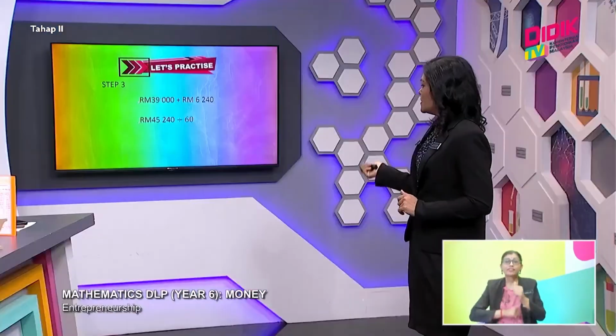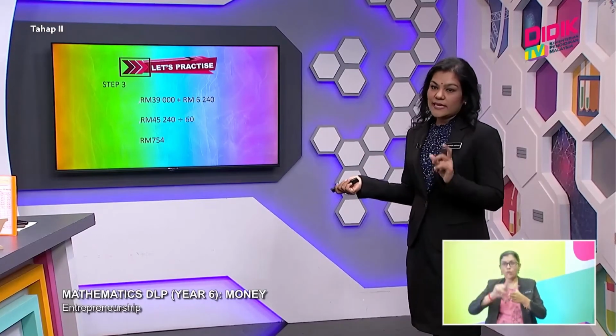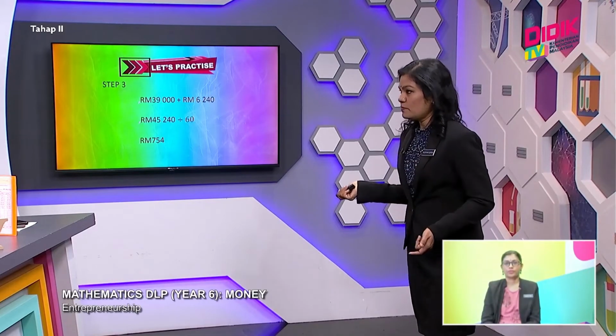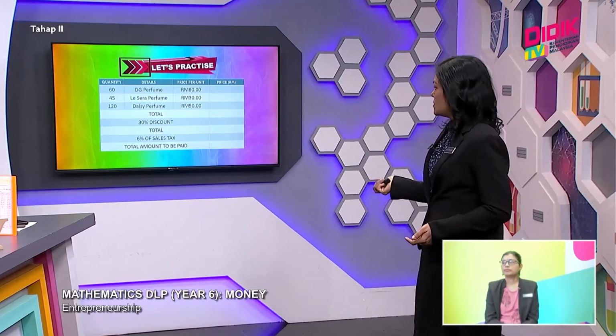So once you divide the total, you will get 754. That is the monthly installment that Mr. Alex is going to pay. Okay, do you understand? Yes. Next, we move on to another question.